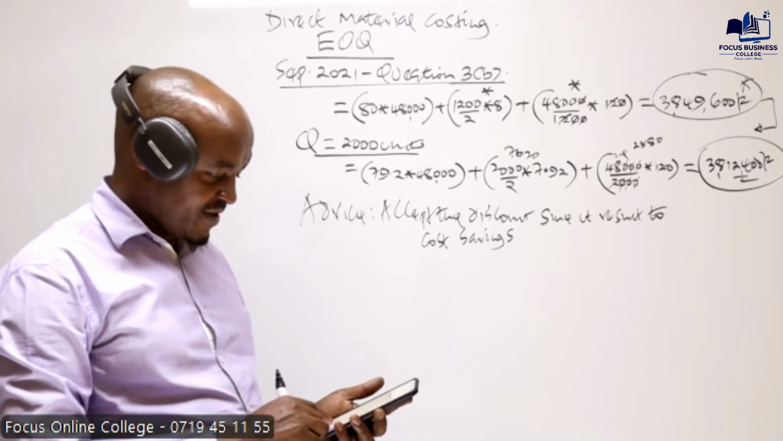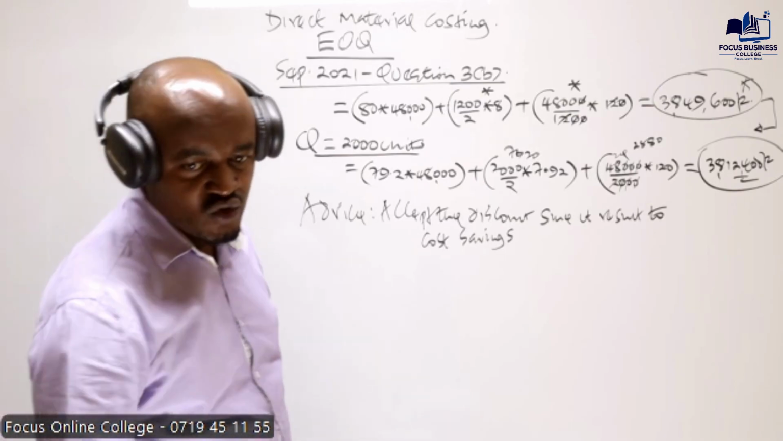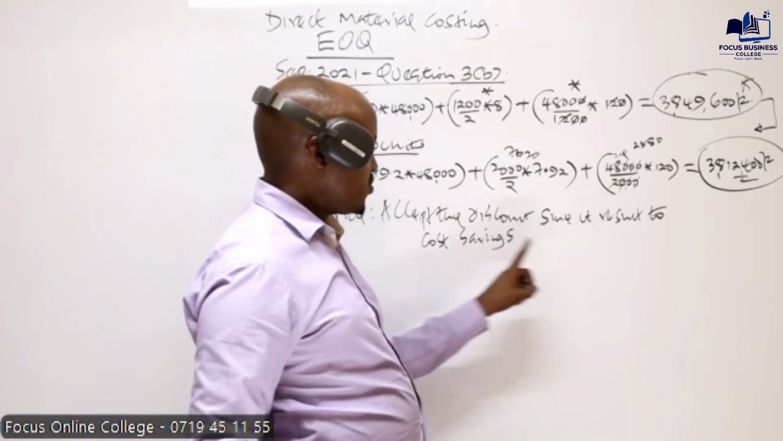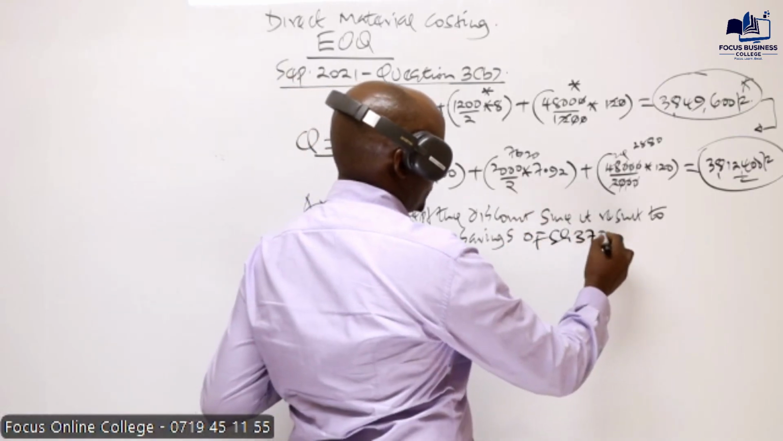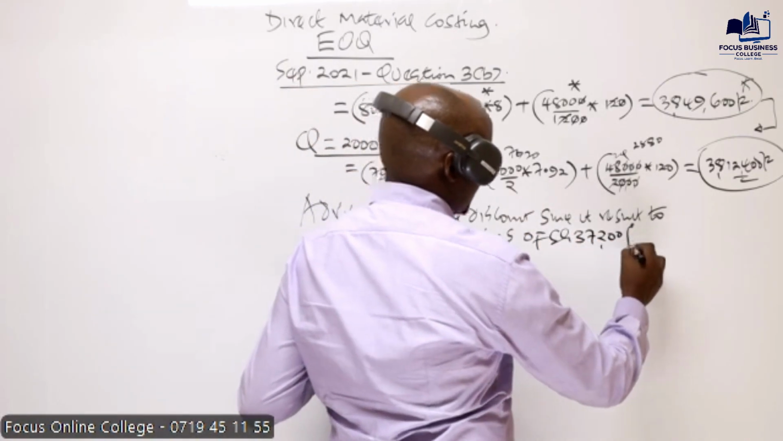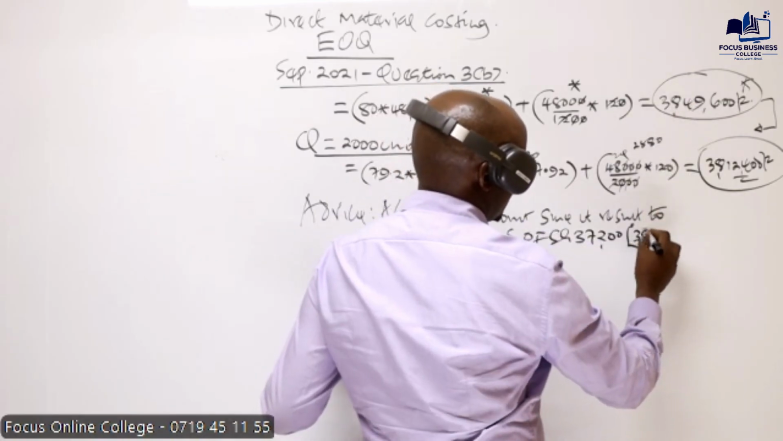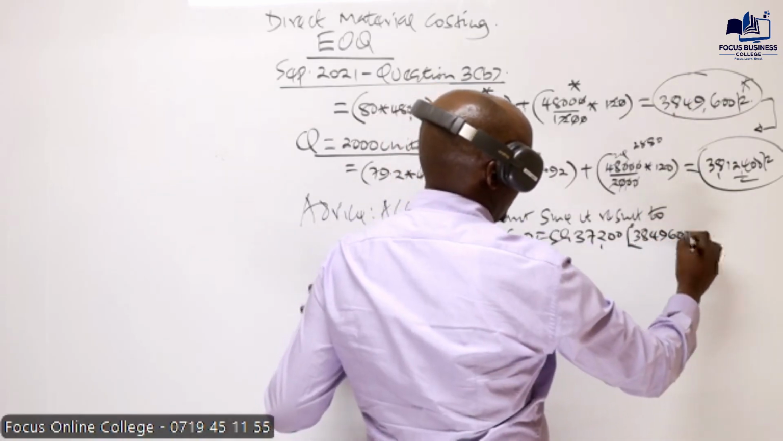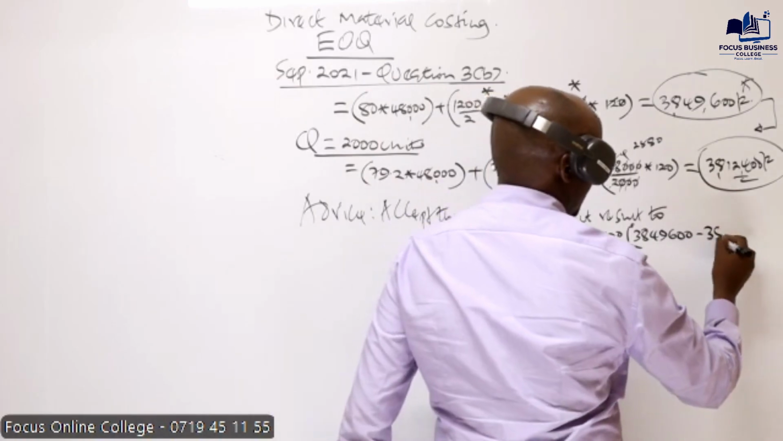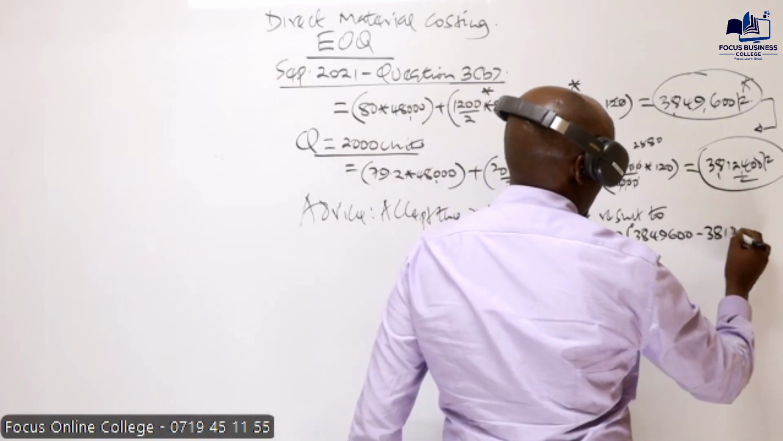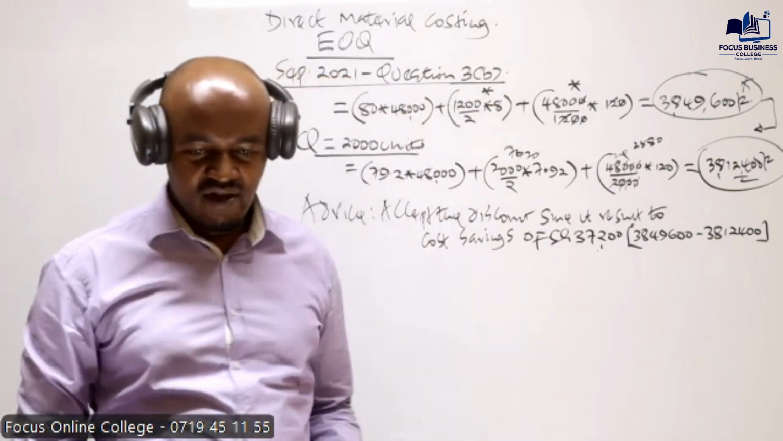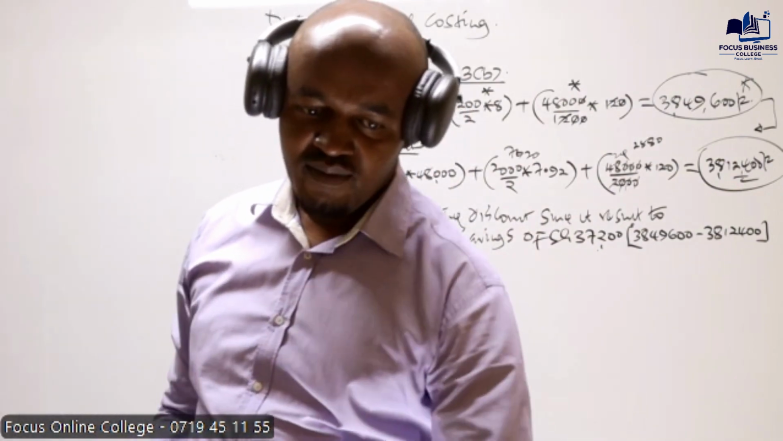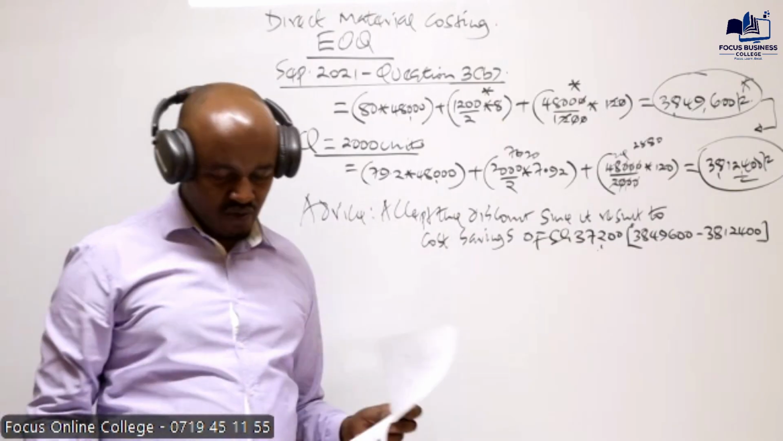The difference is 37,200. So it will result in cost savings of how many shillings? 37,200. Basically, what you're saying is the difference between 49,600 and 38,400. So that will result in some cost savings.